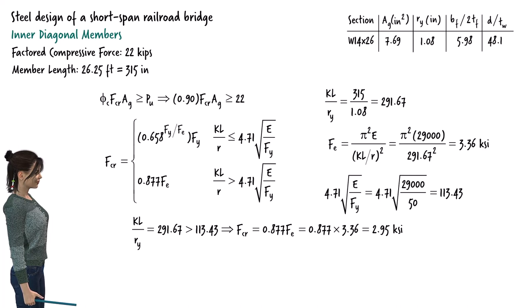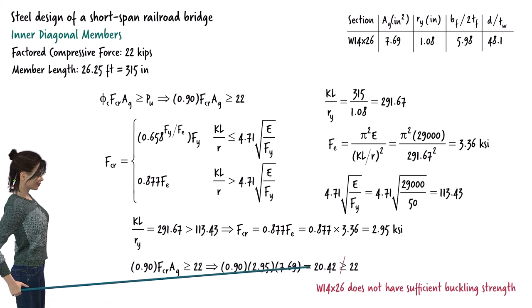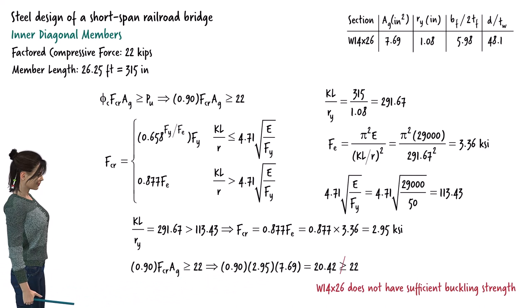Now we can determine the buckling strength of the member. It equals 20.42 kips. Since this is less than the compressive force in the member, we must conclude that W14x26 does not offer sufficient buckling strength for the member. We need to select another section.